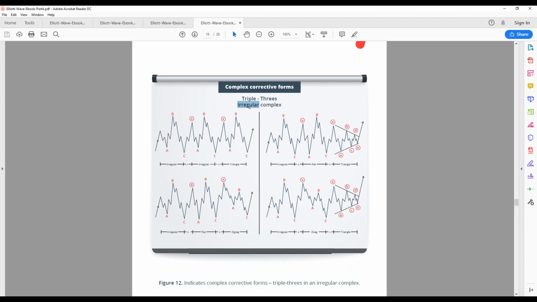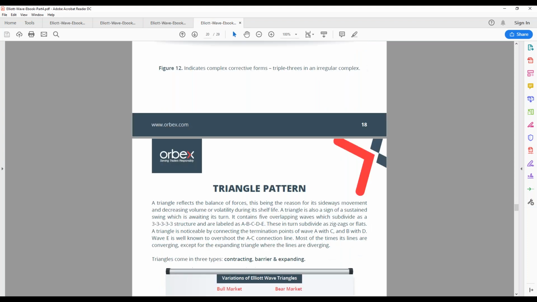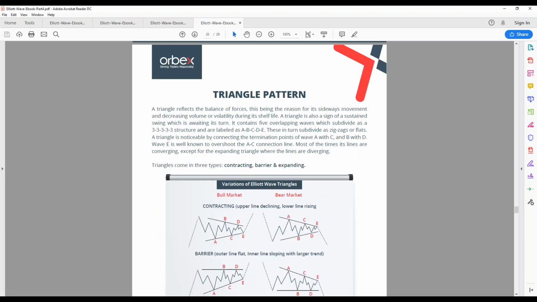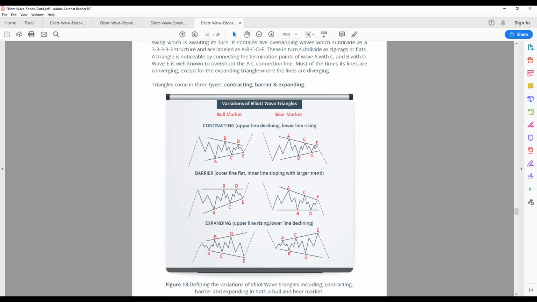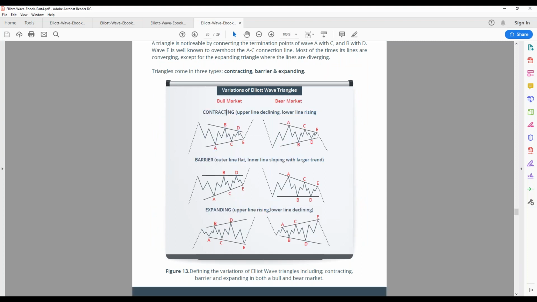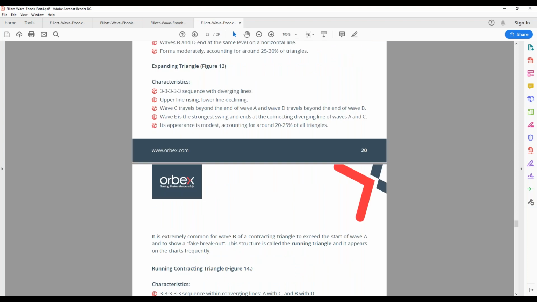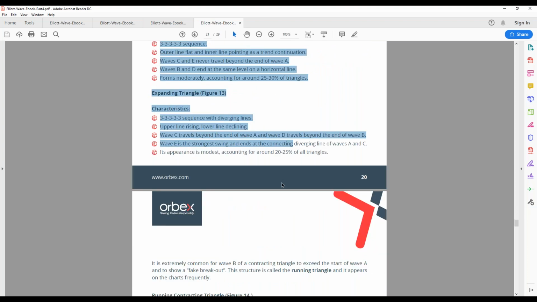Irregular is what they used to call it in the old days, but now most traders are calling it expanding flat. Anyhow, and then types of triangles. I'm pretty sure you guys are actually very familiar with triangles, right? I'm explaining each type of triangle, how they're formed and everything, and guidelines to them.